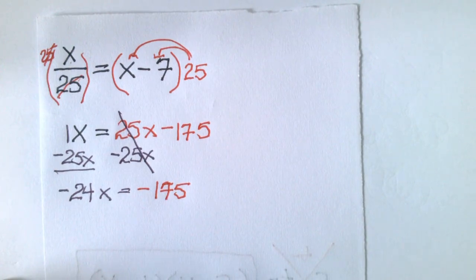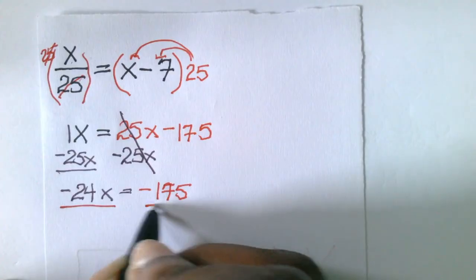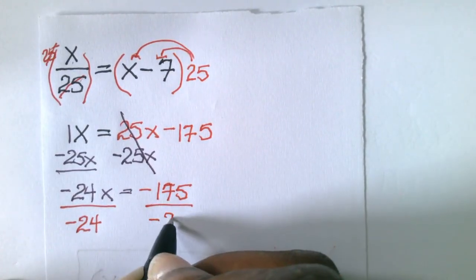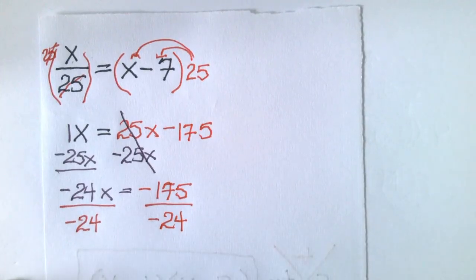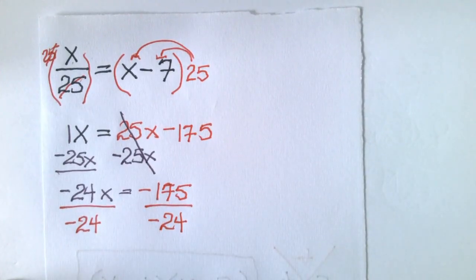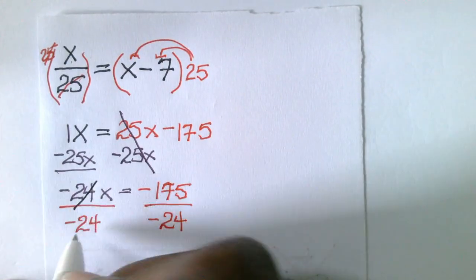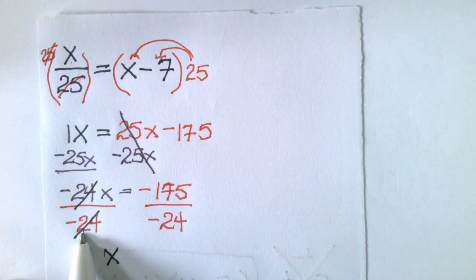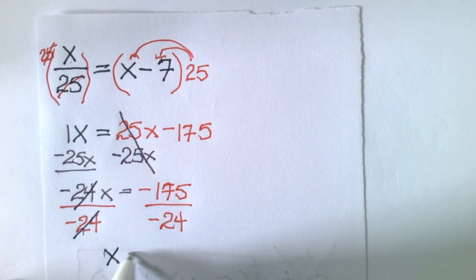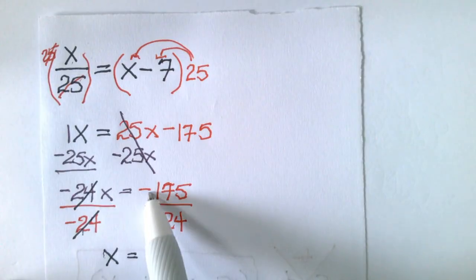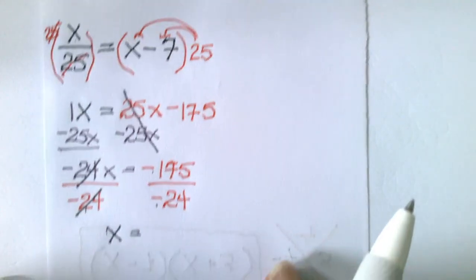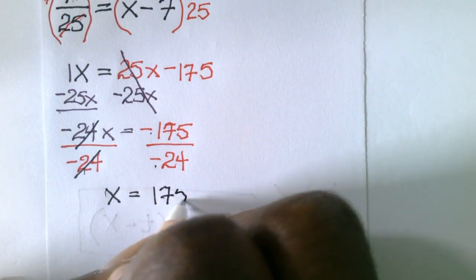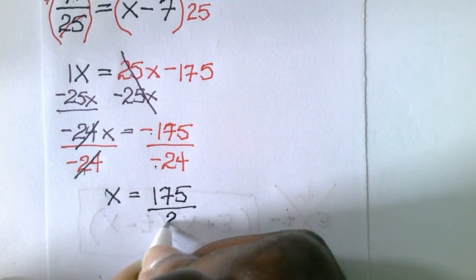Okay. Then we divide both sides by negative 24, because what is our goal? We want to get x by itself. So negative 24 divided by negative 24 will give me my 1. And then we have a negative divided by a negative, so that's going to be a positive. So we have a positive 175 over 24.